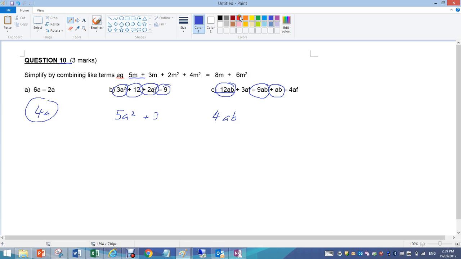Let's keep going. So plus 3AF and minus 4AF. So you won 3 AFs, then you lost 4 AFs, so it's like losing 1 AF.